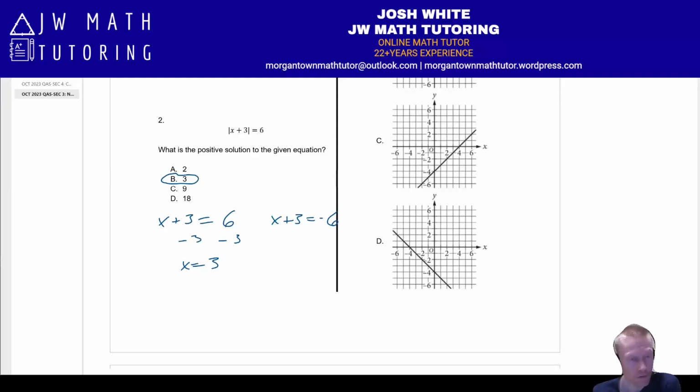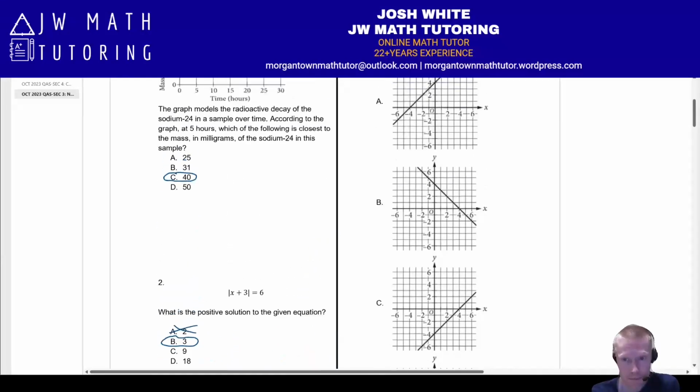However, this one could also be solved using back solving. And what I mean by that is just take the answer choices and plug them in. 2 plus 3 is 5. Is the absolute value of 5 equal to 6? No. 3 plus 3 is 6. Is the absolute value of 6 equal to 6? Yes. Correct answer, and so on. So anytime you have an equation, you should always look and see if you can back solve it as well.